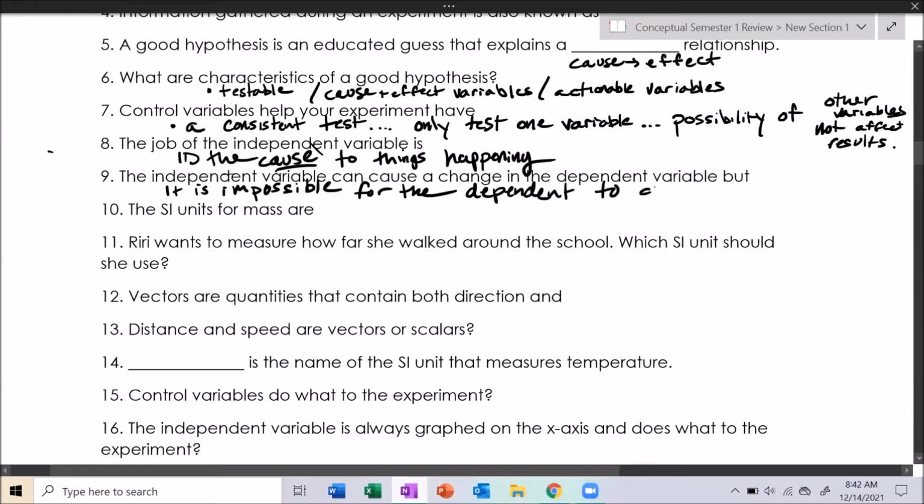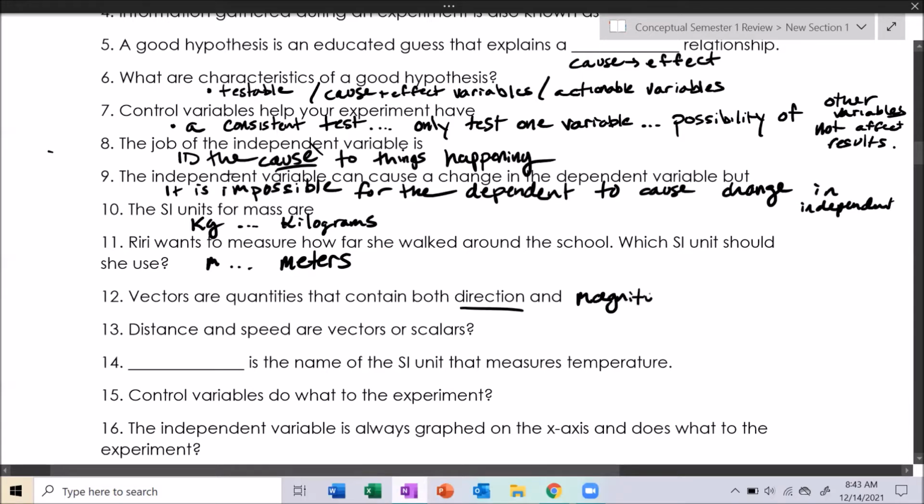SI units are pretty important because we do use math to communicate. We have a lot of equations. SI units for mass are going to be kilograms. It's a little different in physics than, say, chemistry. You're probably used to using grams a lot. We want to use kilograms for our SI units. They work with all of our equations and formulas. So if a student wanted to measure how far she walked around the school, the SI unit for the length or the distance would be in meters.